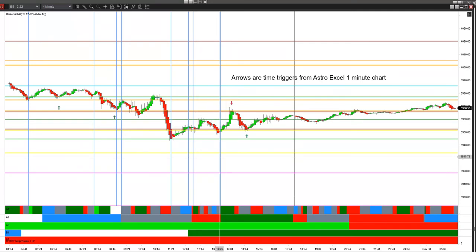Got a really nice setup here where the red window went to green, so we went bearish to bullish, and the market played that out to the T, and that was a nice trade for the afternoon yesterday. And then there was the last trigger here by the Astro Excel. Both of those were triggered by the Astro Excel. So the Astro Excel did trigger nicely for additional potential setups yesterday. Let me show you the Astro Excel chart.